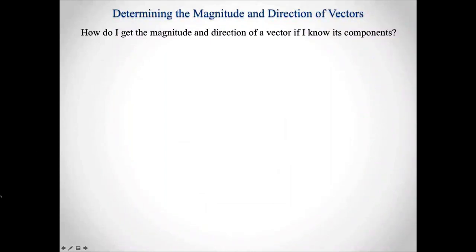Okay, so we've talked about how to take a vector when we've been given its magnitude and direction and use that information to figure out its components. In some sense, what we want to do now is go in the opposite direction. So if we know the components of a vector, how can we use that information to get magnitude and direction?